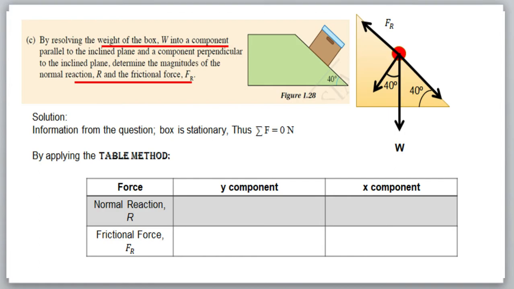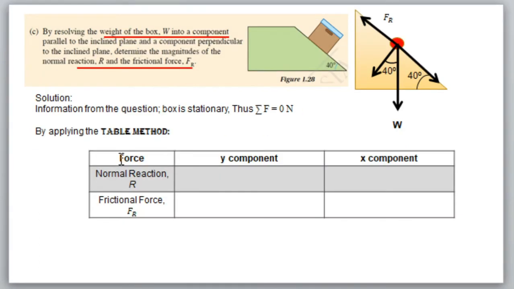So for the frictional force, by applying the table method, the first step is to write all the forces which are related to the question. Now we have normal reaction R and frictional force. That is the first step. Next, we need to determine the y component and x component for R. R is F cos theta. So F is 50 Newton cos 40 degree. We will get positive 38.3 Newton.